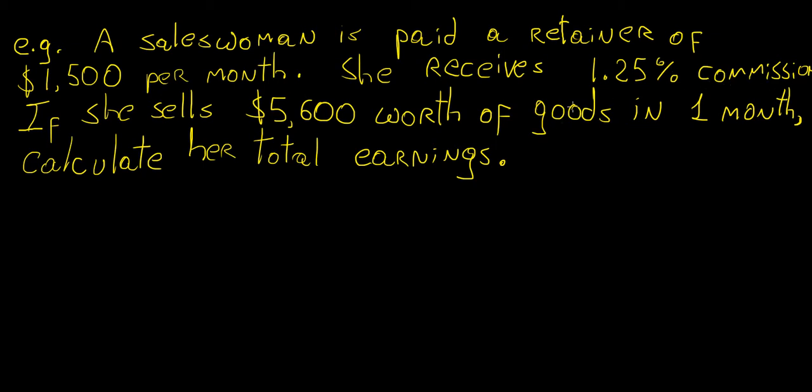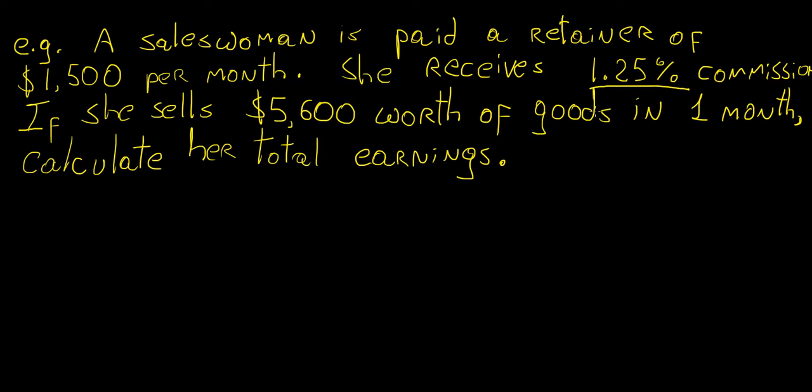So the more she manages to sell in a month, the more she's going to earn. Suppose she is receiving 1.25% in commission, and this would be a more realistic number. In general, for commission of any kind of product, you should be expecting around 1% of that total sales value. And we're told that she is selling $5,600 worth of goods in just that 1 month. So we want to find out what is the total earnings she's going to get for that month.